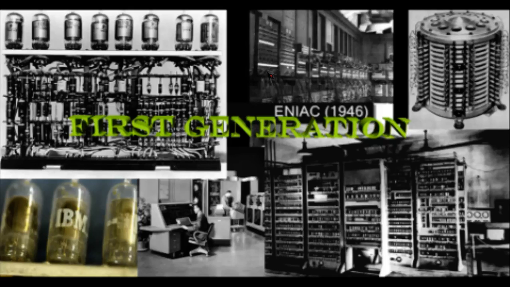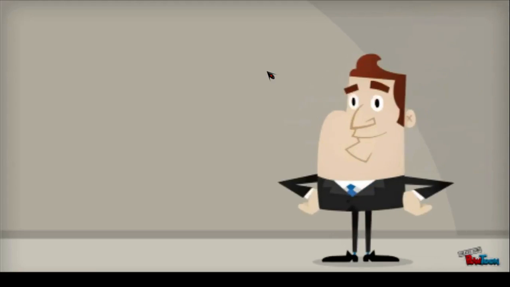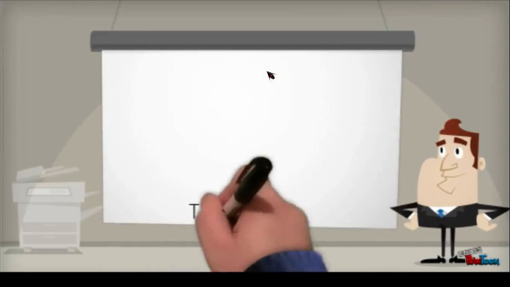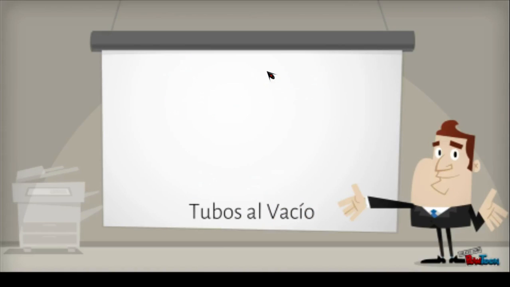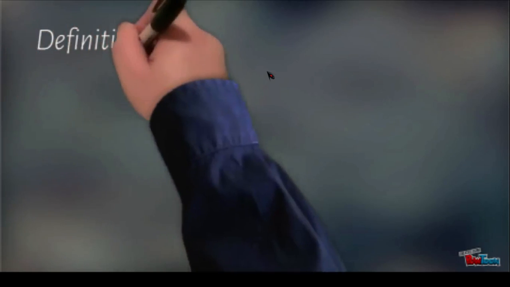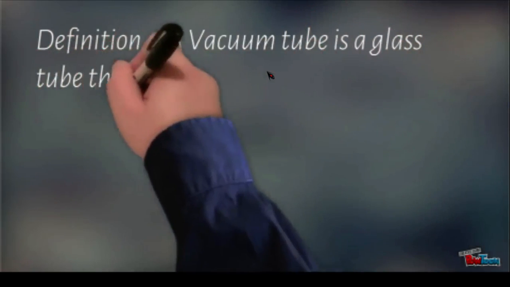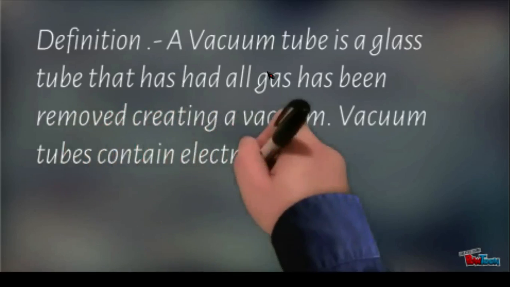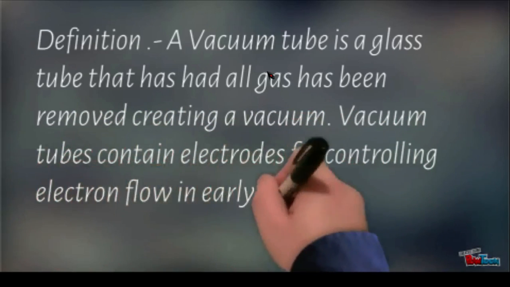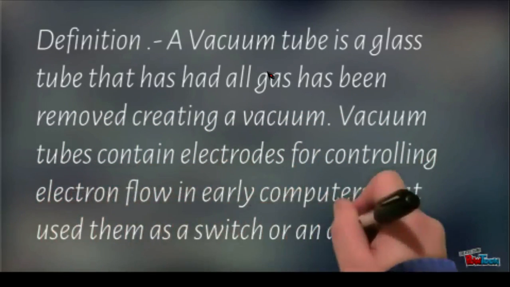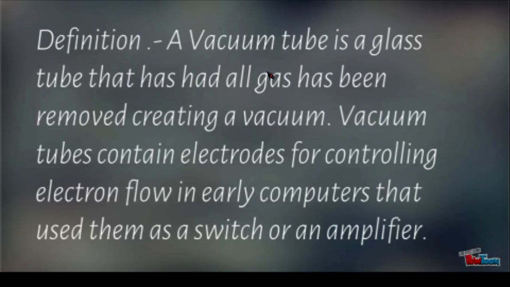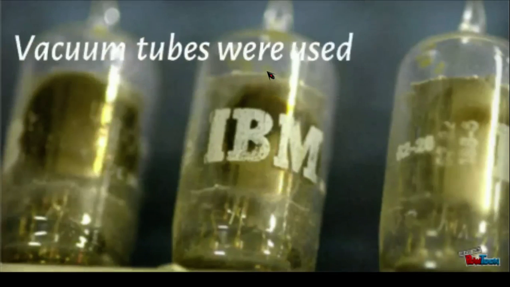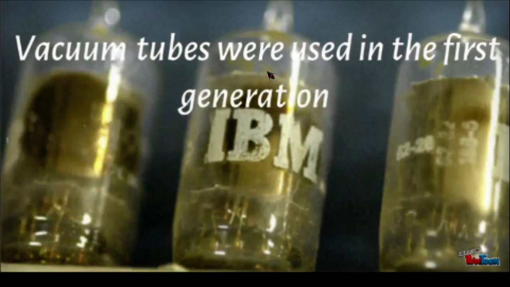First generation. Vacuum tubes. A vacuum tube is a glass tube from which all gas has been removed, creating a vacuum. Vacuum tubes contain electrodes for controlling electron flow. Early computers used them as a switch or an amplifier. Vacuum tubes were used in the first generation.